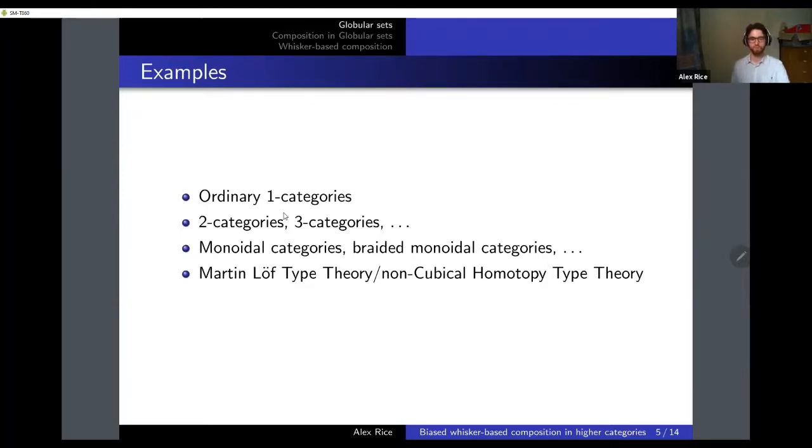And then also for anyone who's done a bit more of this stuff, you've probably seen that monoidal categories and braided monoidal categories can be seen as 1 object versions of 2 categories and 3 categories. So basically the idea is that lots of different things fit into this scheme. And lastly, just to give a different example, for anyone who's familiar with type theory, the ideas of Martin-Löf type theory or homotopy type theory fit into this.